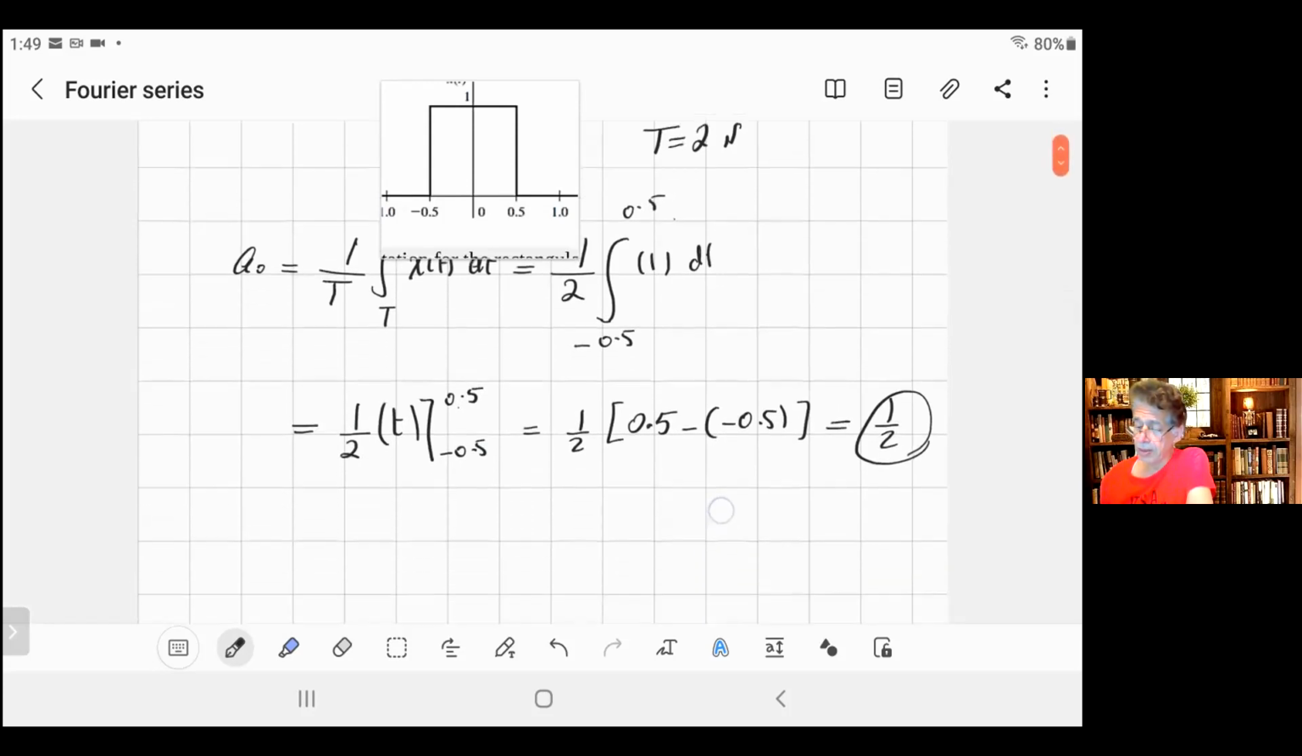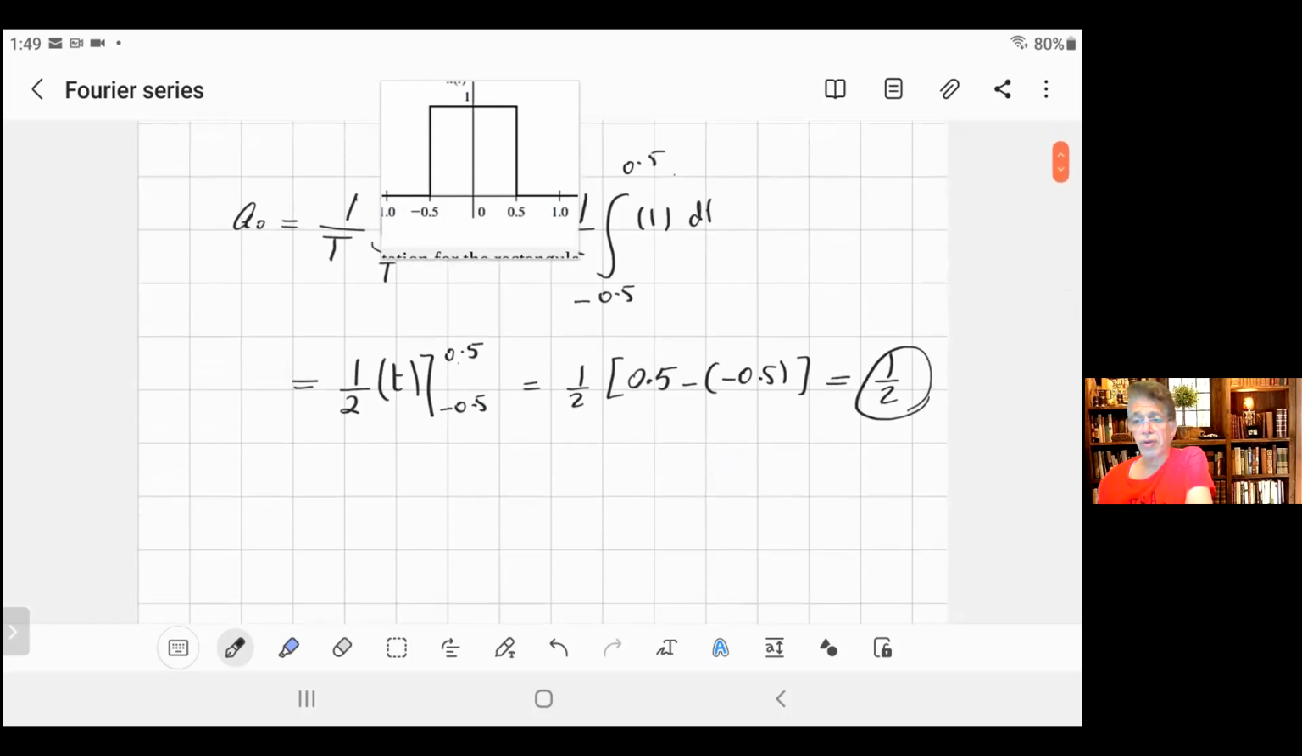All right. Second thing, I'm going to find AK and BK. The expressions of AK and BK depend on omega naught, the fundamental frequency. How can you find omega naught for this waveform? You know the expression: omega naught is equal to 2 pi over T. What is the value of T? 2 seconds. So it will be equal to 2 pi over 2 seconds. It's equal to pi. So omega naught is equal to pi.